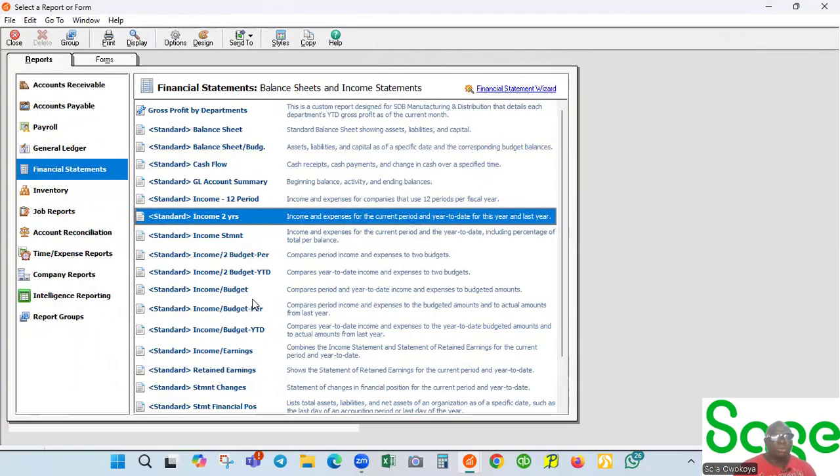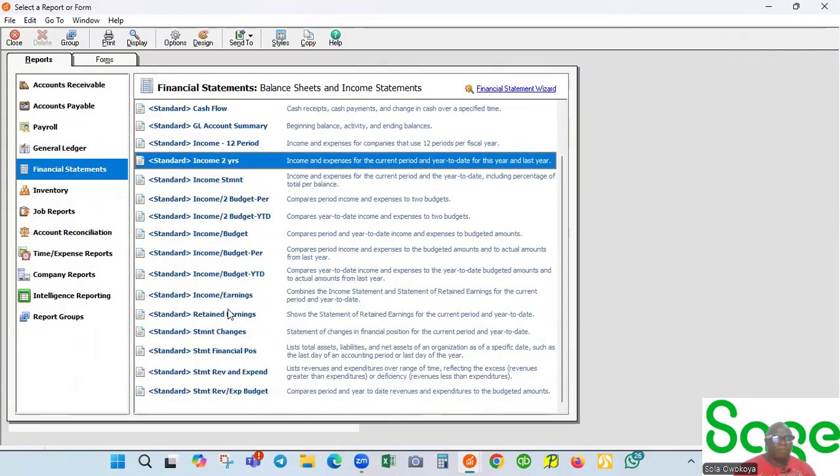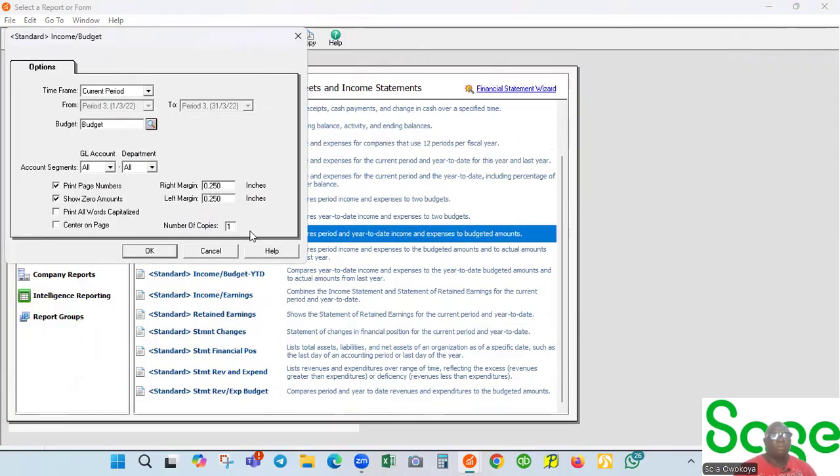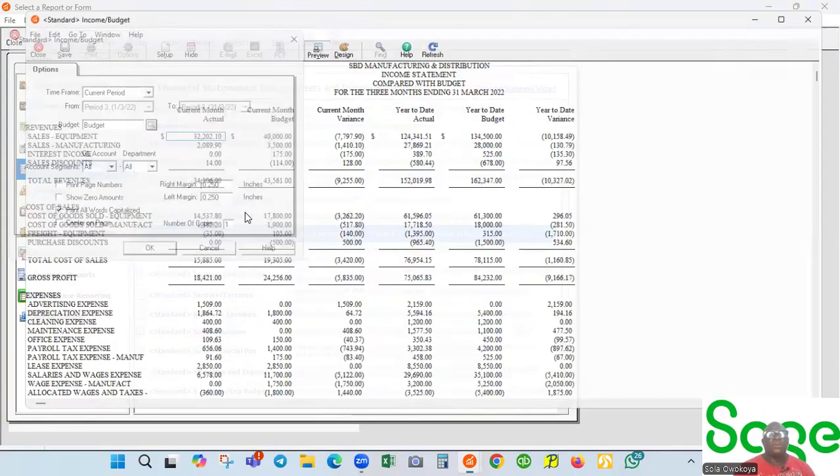Also, I said you can use it for budget. You can use it to track your budgeted data and your actual year to date. There's so many information you can get here. You see, let's look at this one, income budget, income and budgeted.